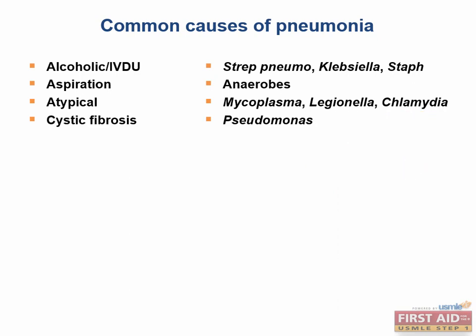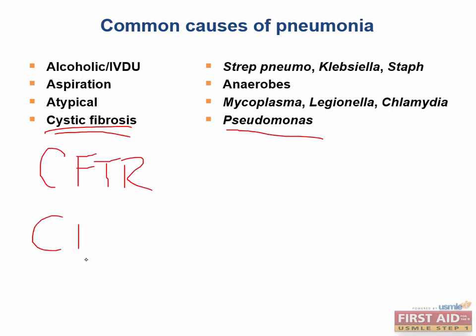Patients with cystic fibrosis are most likely to get pneumonia from Pseudomonas species. Why? Well, because Pseudomonas are often found on nebulizers that are used to help with mucus secretions, and Pseudomonas is a water-loving bacteria. Thinking back to cystic fibrosis, do you remember what protein is mutated in this disease? Remember, that is the CFTR chloride channel.